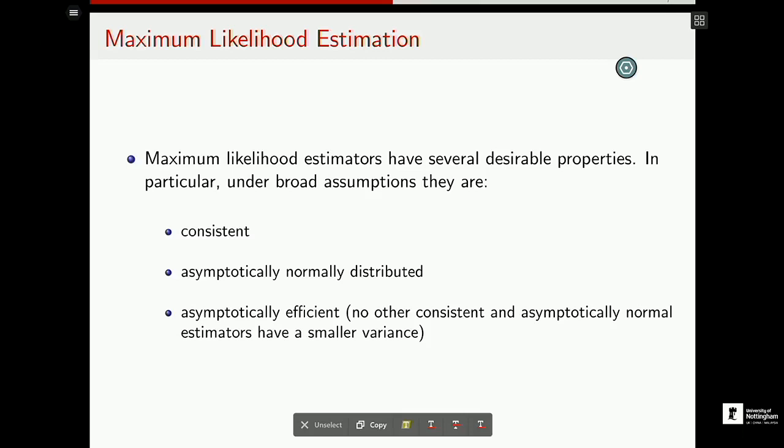And also in large samples the maximum likelihood estimates are efficient, so they're as precise as they can be within a certain class of estimator in large samples. More specifically, we can say that no other consistent and asymptotically normally distributed estimators have a smaller variance. So that means that these estimates are really precise. The variation is as small as it can be within this class of estimator that is consistent and asymptotically normal, like maximum likelihood are.